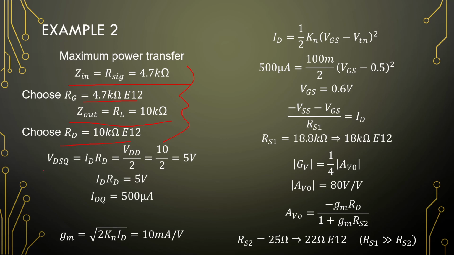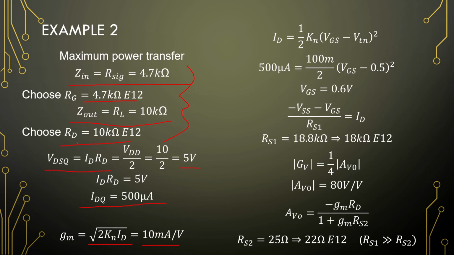Right. So VDSQ and our IDRD is the same. So that gives us 5 volts. 5 volts divided by 10 kilo ohms gives us 500 microamperes. And if we plug 500 microamperes into our transconductance equation, we get 10 milliamperes per volt.